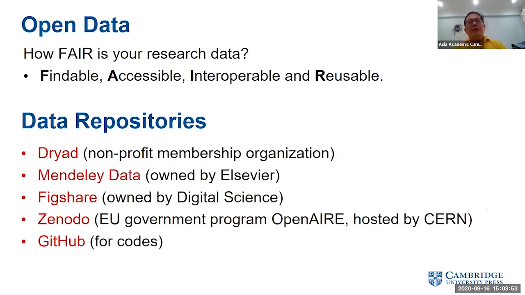And then in terms of data, we also have something called open data. So it relates to how FAIR your research data is. Is it findable, accessible, interoperable, and reusable? So the data, of course, needs to be stored somewhere online. So these here are some of the data repositories that you are able to access or use for specific researchers.